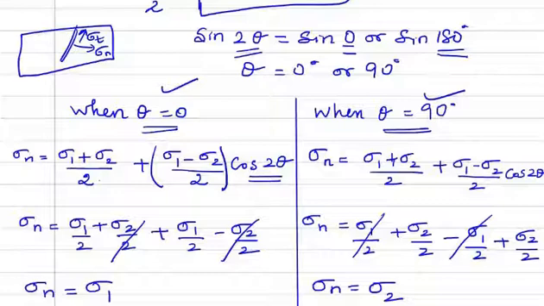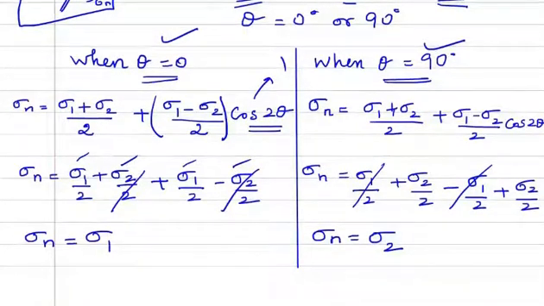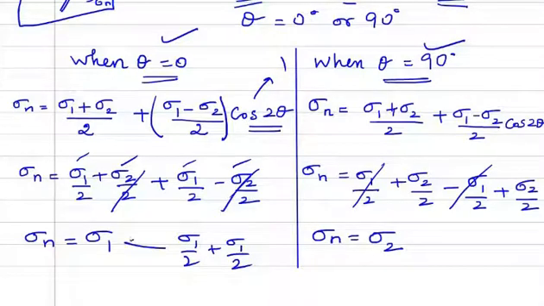So finally I will be getting, you divide this and write, sigma 1 by 2 plus sigma 2 by 2 plus sigma 1 by 2 minus sigma 2 by 2. So this value becomes 1. Now plus sigma 2 by 2 and minus sigma 2 by 2 get cancelled, and remaining will be sigma 1 by 2 plus sigma 1 by 2. So that is equal to sigma 1. So the normal stress is equal to sigma 1.